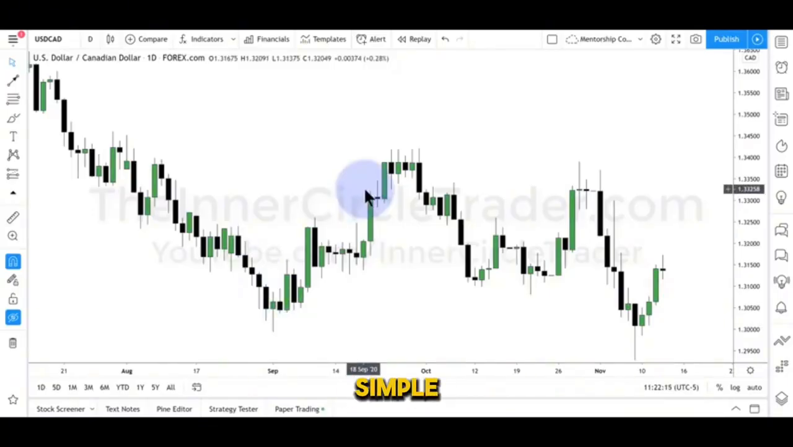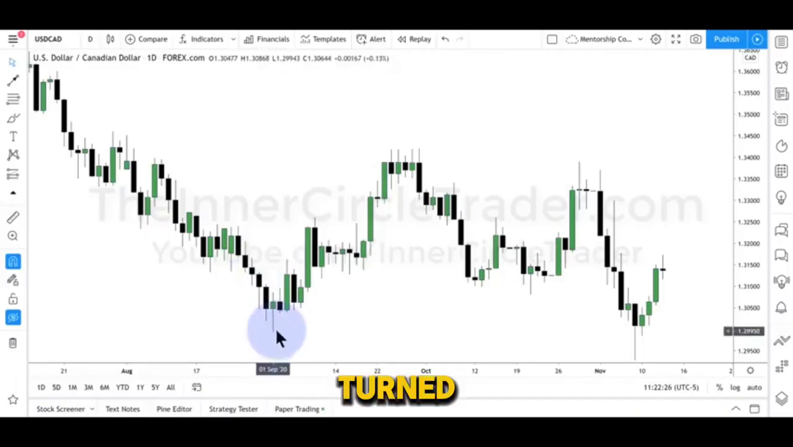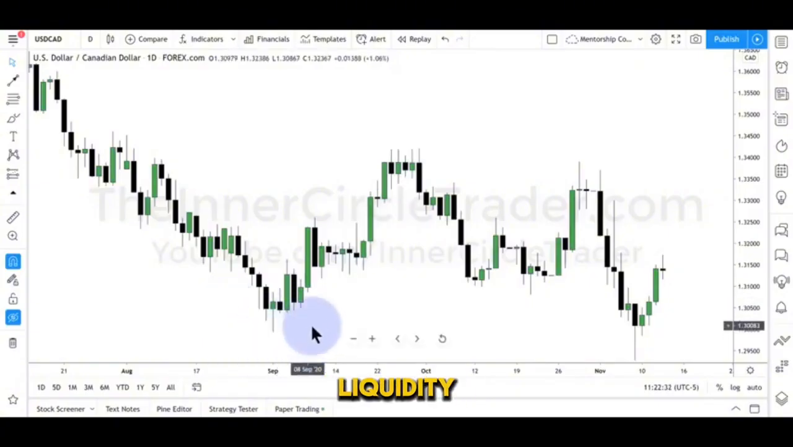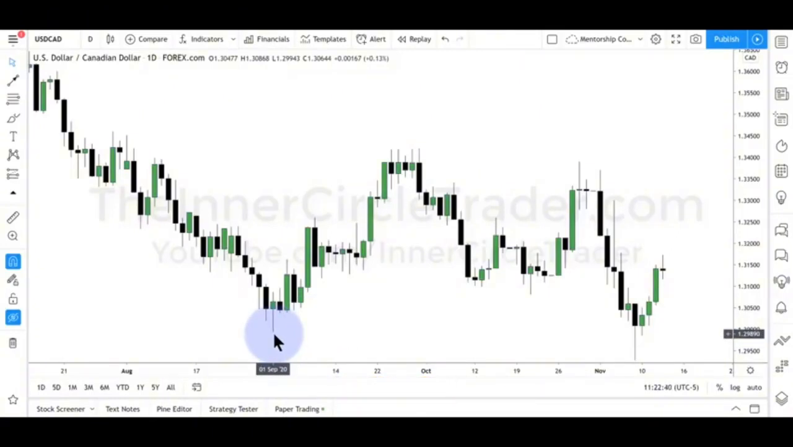Okay, that might be simple enough for you to subscribe to. I don't look at it like that. I look at it as, okay, there is now engineered liquidity. Now, what does that mean? That means that the market has turned on a dime here and rallied higher. I see this as a liquidity pool of sell side orders. Sell side liquidity. Anyone that would have an order below that would be a seller. They want to sell. Why would they want to sell below that?